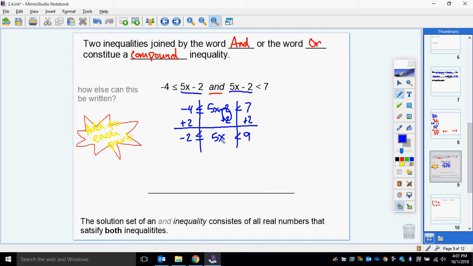There's one more step I need to do to get x by itself, and it's to divide by 5. Remember, if I'm dividing one section of this by 5, I need to divide the other 2 by 5. So my 5's cancel. I didn't divide by a negative number, so my inequality symbols stay the same. I'm going to get fractions for my answers.